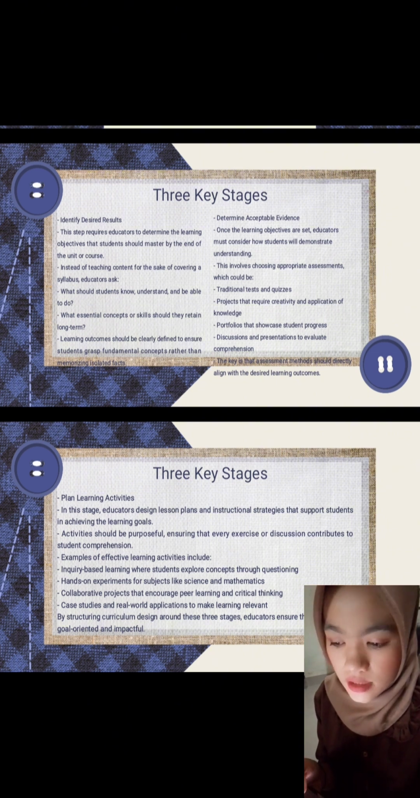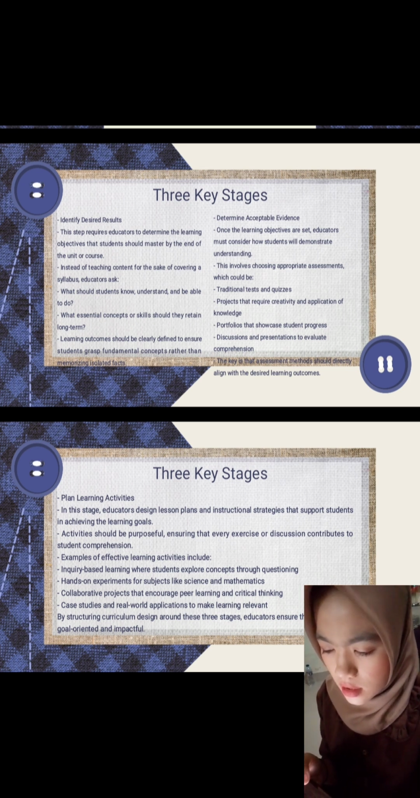And the second one is determine acceptable evidence. Once the learning objectives are set, educators must consider how students will demonstrate understanding, and this involves choosing appropriate assessments, which go beyond traditional tests and quizzes.